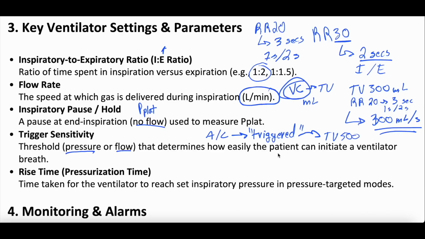And this can be adjusted. There's a lot of complexities here. This can be important for breath stacking and auto PEEP and all sorts of stuff. But some patients need changes in their trigger sensitivity to help with ventilator synchrony.